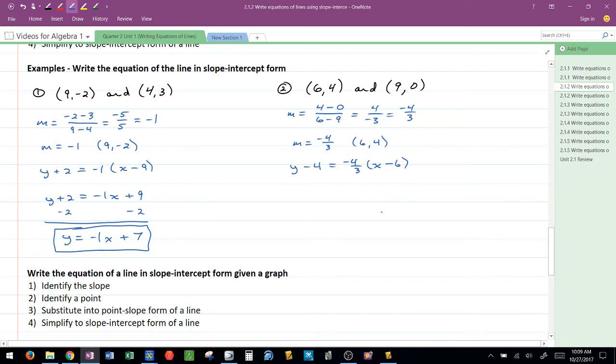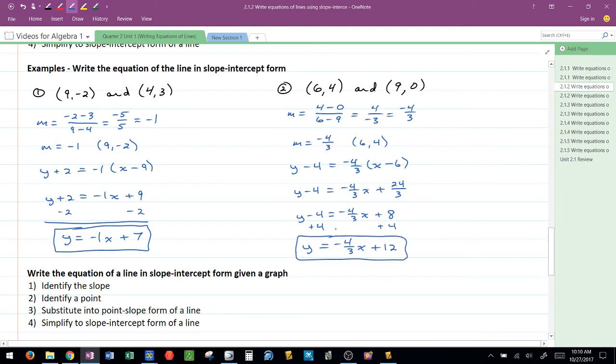2 steps. Distribute. Y minus 4 equals negative 4/3 x plus 24/3. Now, I know that 24/3 is 8. So in this case, I'm going to go ahead and simplify. Y minus 4 equals negative 4/3 x plus 8. But I still don't have y by itself. I got to add 4 to both sides. Y equals negative 4/3 x plus 12. All right.